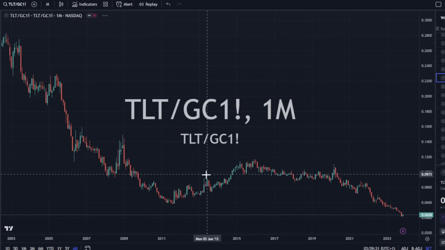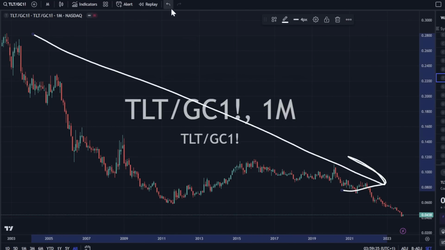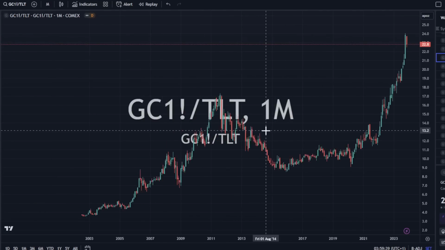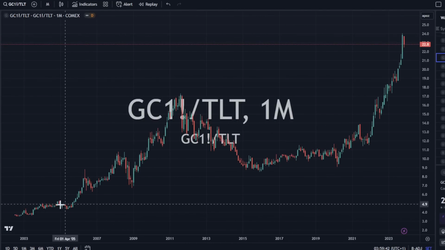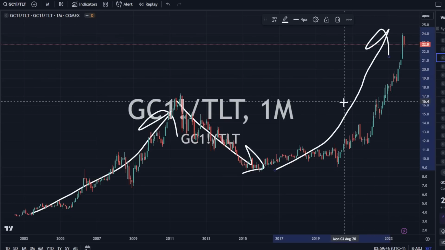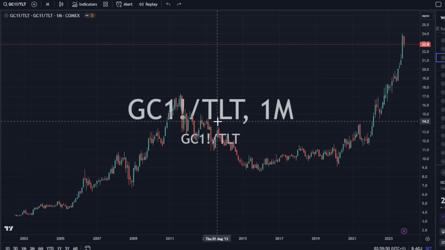TLT versus gold. This is bonds versus gold. You can see an outperformance of gold. No reason to be in bonds, in my opinion. We've got gold versus bonds flipped. So gold outperforming, bonds outperforming, gold outperforming. This has been the era for gold, basically.